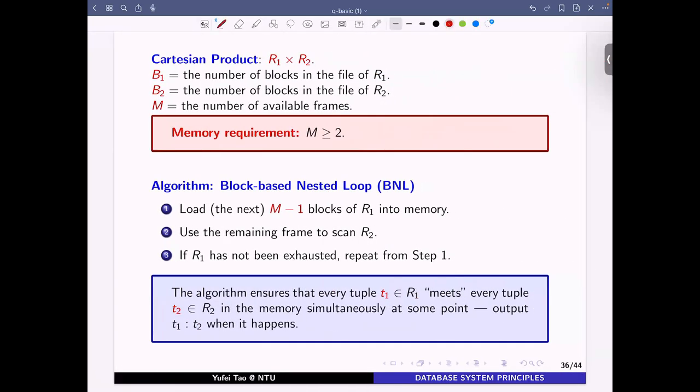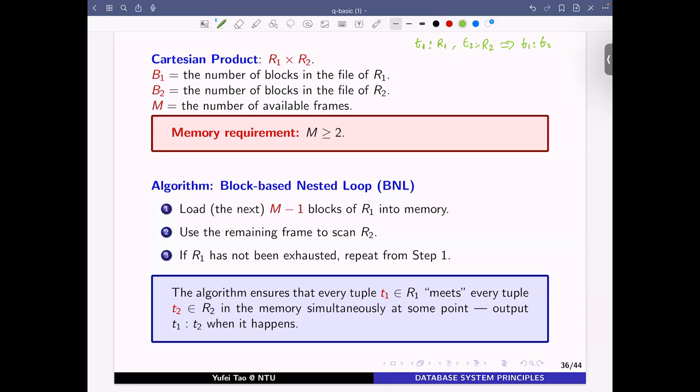So remember, Cartesian product says you have two relations, R1 and R2, and we want to do the following. For every tuple T1 in R1, and for every tuple T2 in R2, you want to make a handshake. I think this is quite vivid. You can imagine a handshake. T1 meets T2. You want to have a handshake.